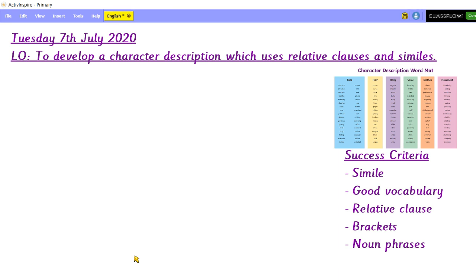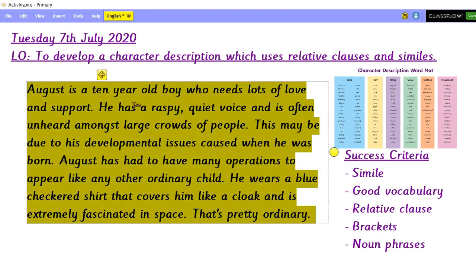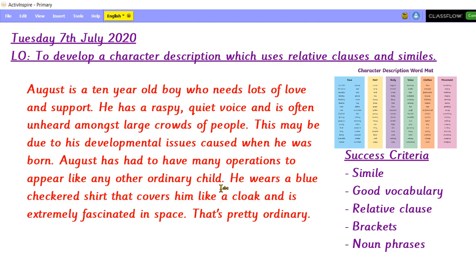Now, I have been really, really kind to you today, and I've actually started to write my own description, just because I love teaching character descriptions. I think they're so simple. If you get a really detailed plan, I think it's really nice and simple. So you can see I've just changed the colour so it stands out from the rest. This is the start, not the whole, of my character description. It is a long, nice piece of writing that's going to get all of that good vocabulary, at least one or two similes and relative clauses, and some fantastic noun phrases.